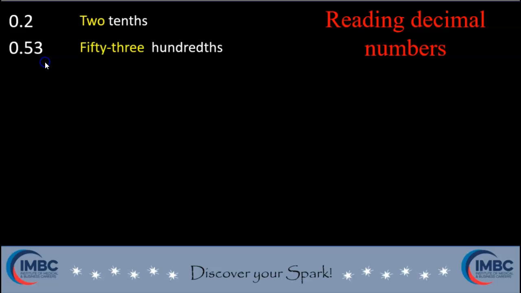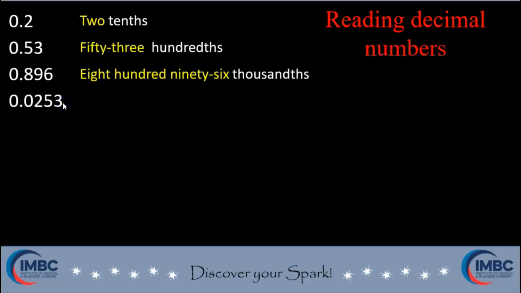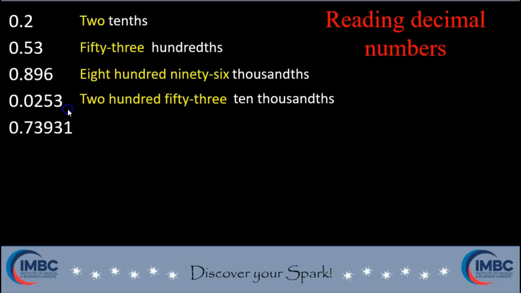Okay, reading decimal numbers. When you have a decimal, you read the number after the decimal, so 2, and then you state the place value. So 2 tenths, 53 hundredths, 896 thousandths. 253, but the place value would make that ten-thousandths. So 253 ten-thousandths.